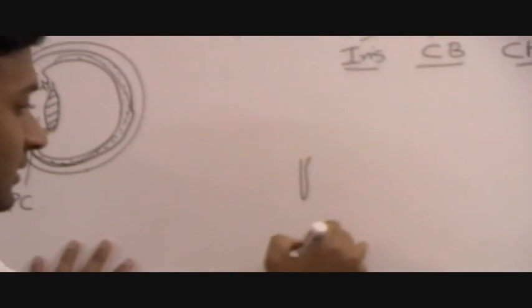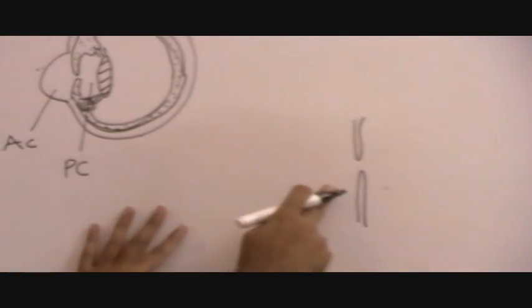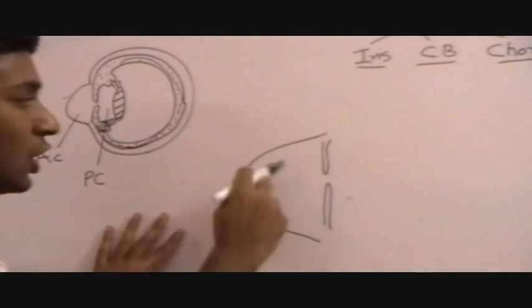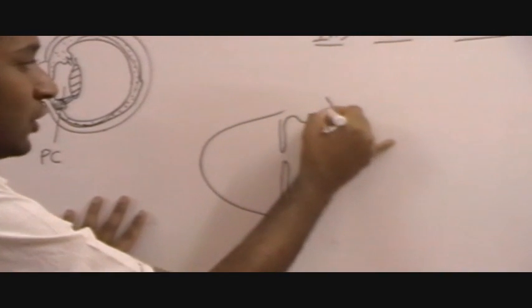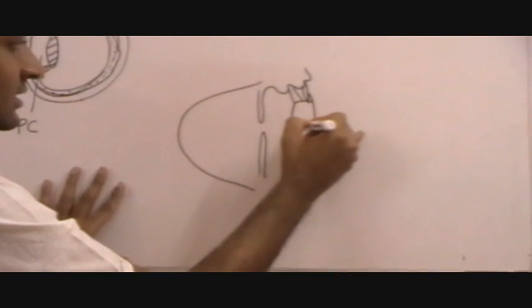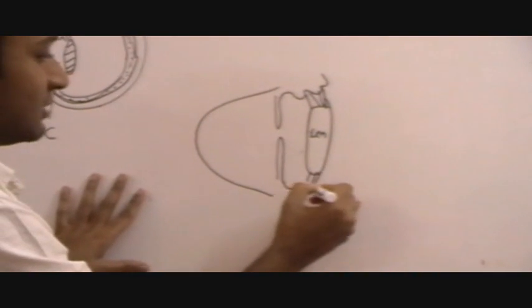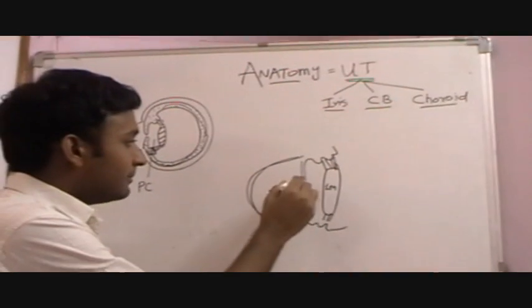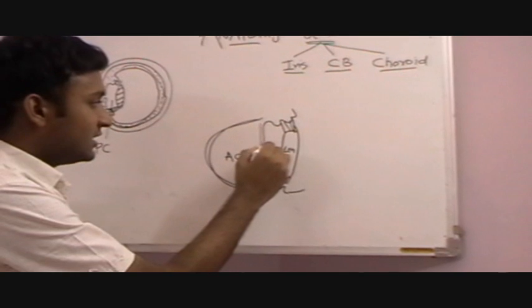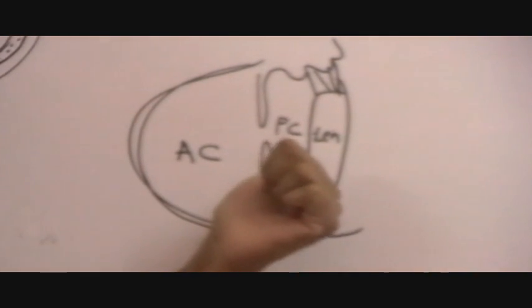This is the iris. Here I am magnifying. This is the iris and this is the cornea. Here is the ciliary body, with some zonules which carry the lens and hold the lens in position. Now, this space between the cornea and the iris is called the anterior chamber. Between the lens and the iris, it is called the posterior chamber. Iris is the demarcation between anterior chamber and posterior chamber.